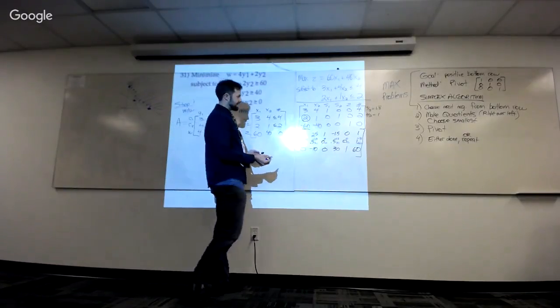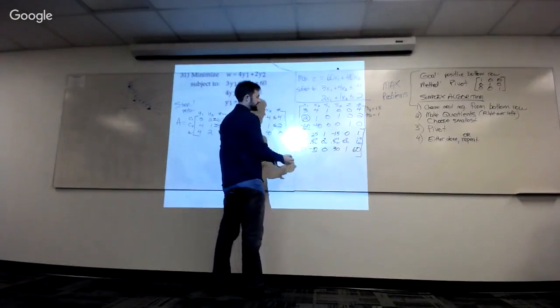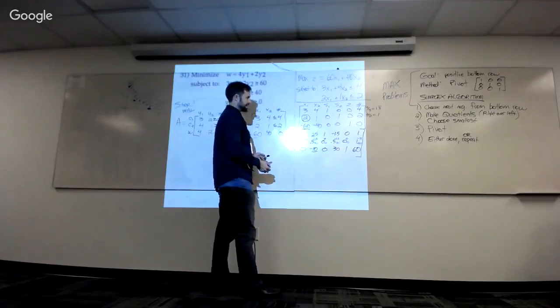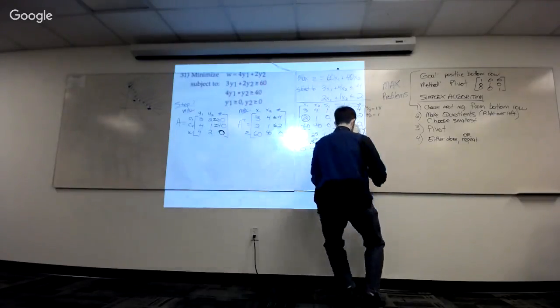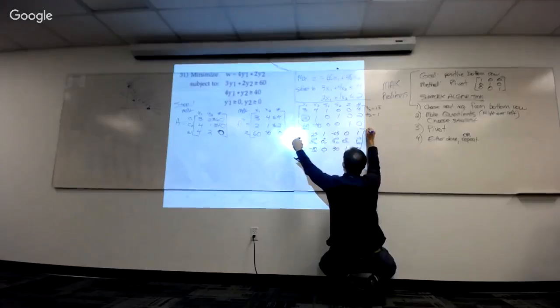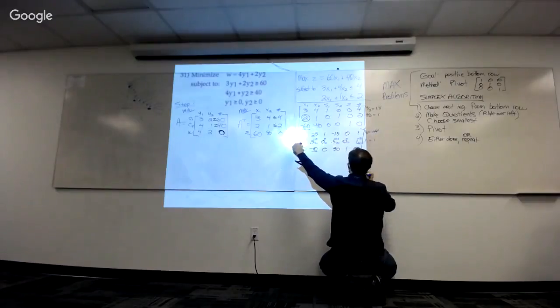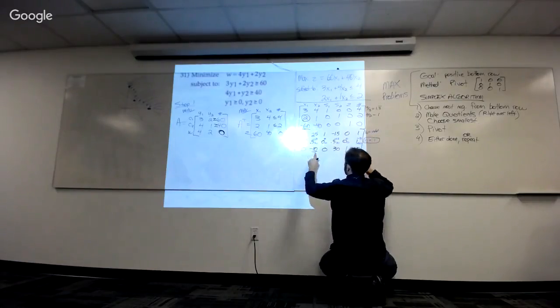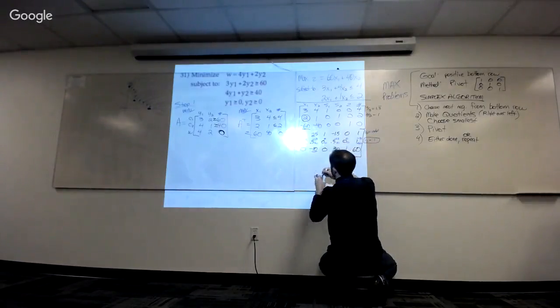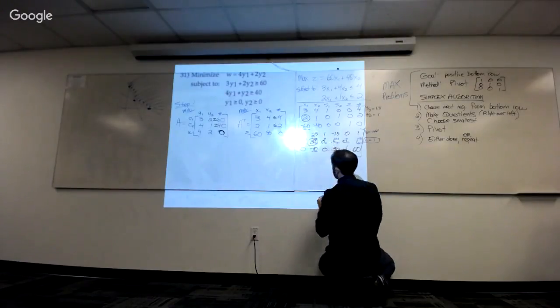Choose the most negative indicator. Well, there's only one negative number now. That's 10. And again, we form the quotients. Notice 1 divided by 0 is undefined, so that can't be it. And then 1 divided by 1 is 1, so that is it. So we're looking at this row, this column, and so now this is our pivot.